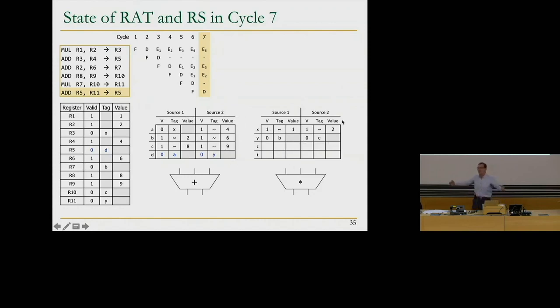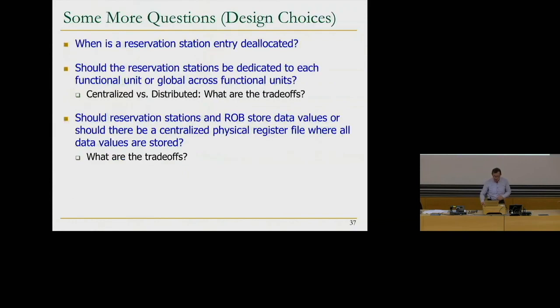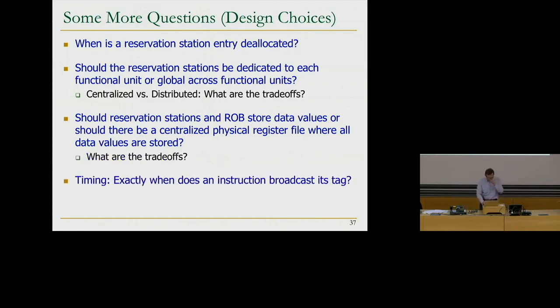So you have a lot of duplicate values in here. People have found out that you could actually reduce the storage by not storing the values over there, but storing them in a physical register file that's separate, and essentially using the ID of that physical register as the tag of the instruction. Basically, now whenever you're renaming a register, you don't rename it to the reservation station entry, but you rename it to the physical register entry. I'll quickly get to that later on. And there are trade-offs associated with it.